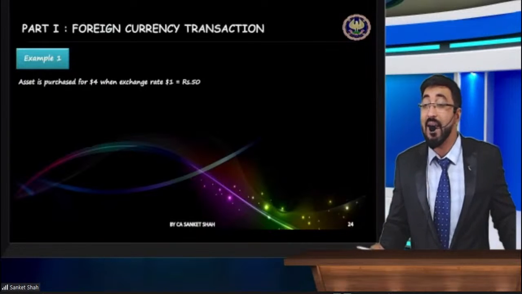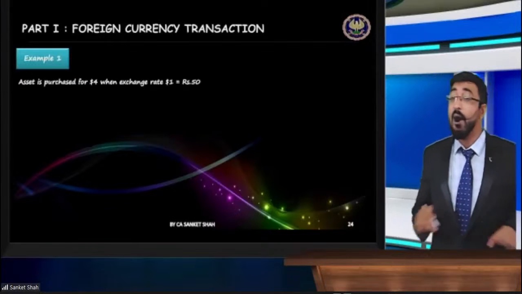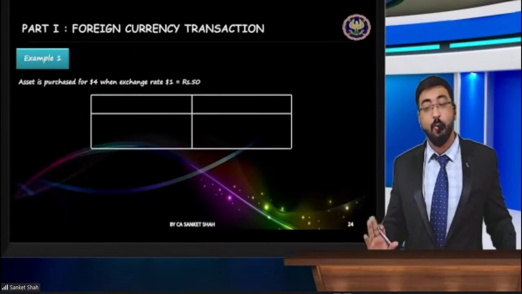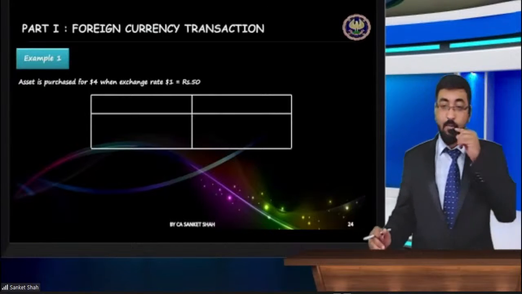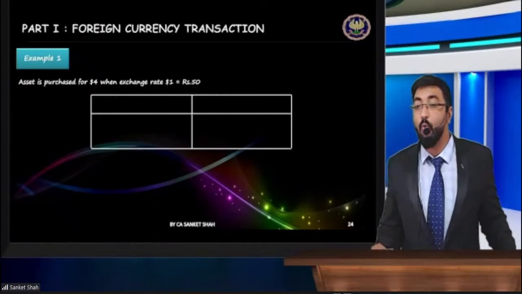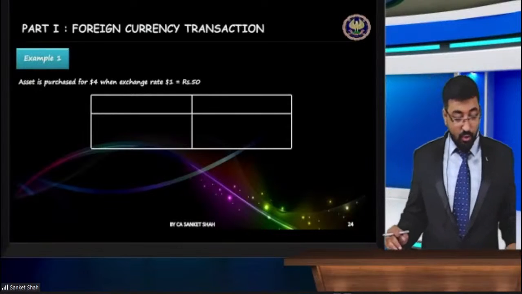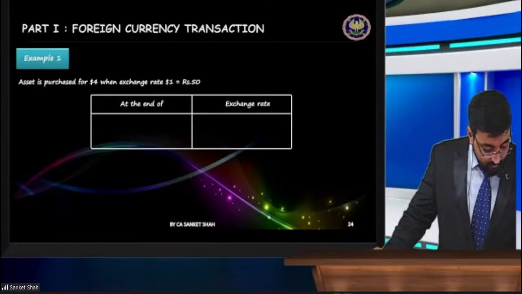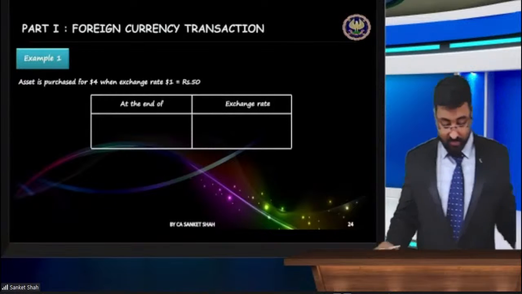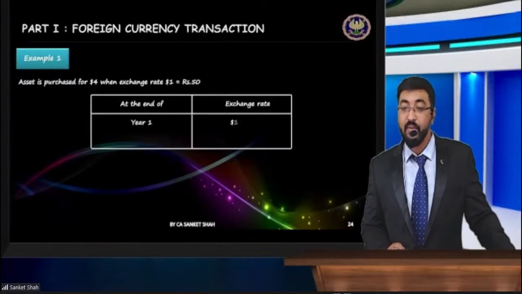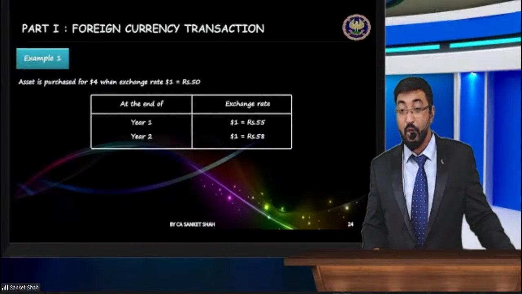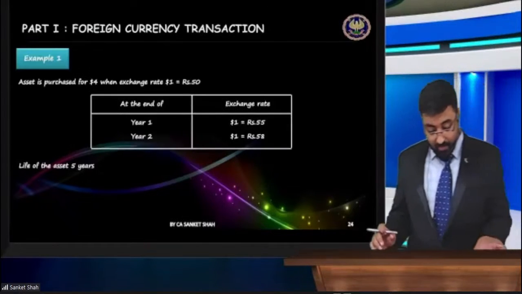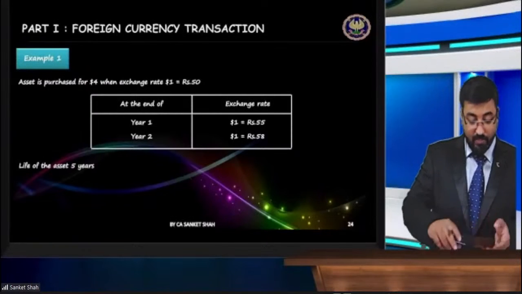Write down one example. Asset is purchased. This is a very basic example that I have created for you. Assume this asset is purchased for $4. This is only for concept clarity. Asset is purchased for $4 when the exchange rate is $1 equal to rupees 50. At the end of year one, $1 is equal to rupees 55, and at the year end 2, it is 58. Write down this example. And life of the asset is 5 years.